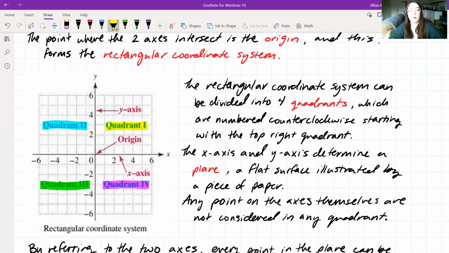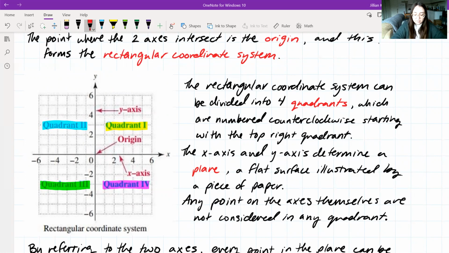So we have our separate quadrants. The x-axis and the y-axis determine a plane, a flat surface illustrated by a piece of paper. So we say that these are pieces of paper. Our rectangular coordinate system in this case is a plane. We have our y-axis and our x-axis intersecting on top of it. So any point on the axes themselves are not considered a quadrant.